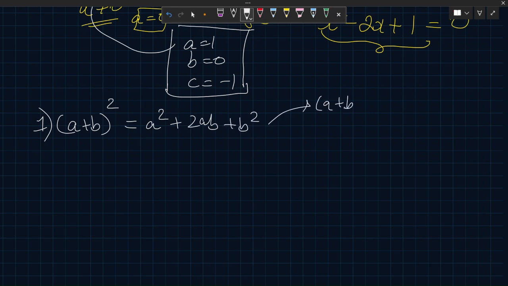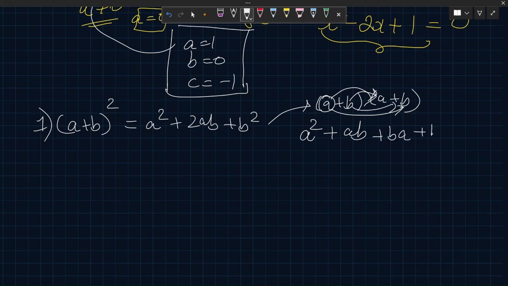You just take a plus b, a plus b. There's no need to memorize this. This gets multiplied with this, so a into a is a squared. This gets multiplied with this, so that will be ab. This gets multiplied with this, that is ba, and this gets multiplied with this, that is b squared. Note that 2 into 3 is 6, 3 into 2 is also 6, so a into b and b into a are the same thing, so you can write it as a squared plus 2ab plus b squared.